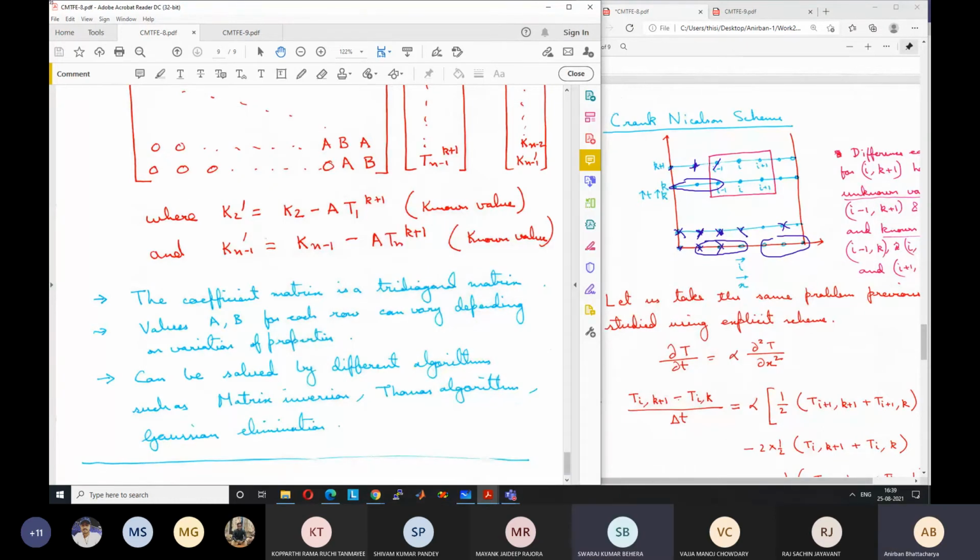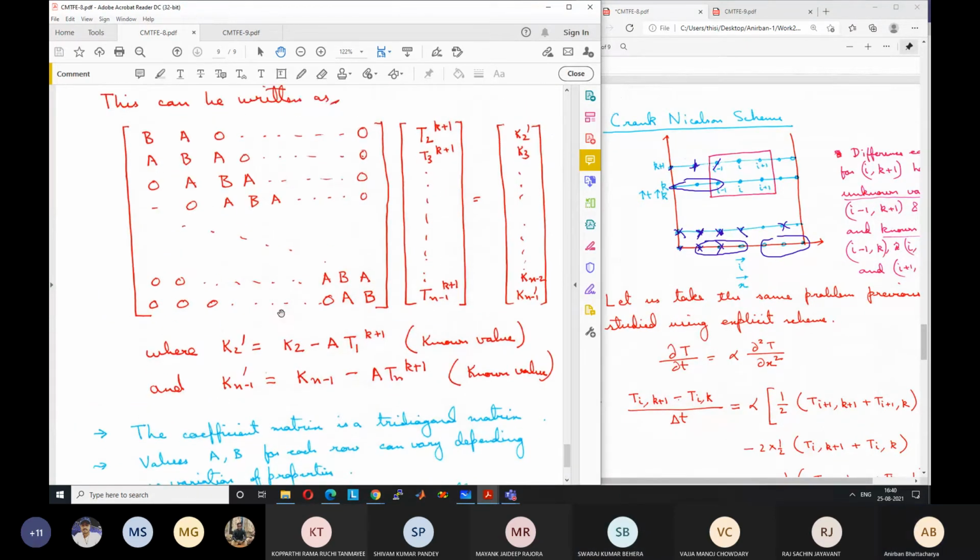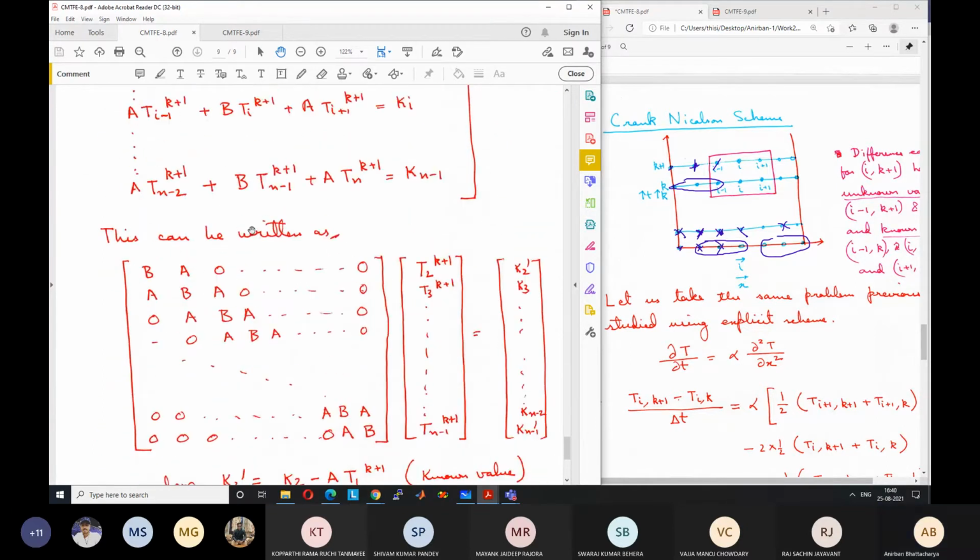We'll continue. You should be able to do the same type of formulation, or derive this same type of set of equations, for the fully implicit scheme or any weighted averages also, like the generalized implicit scheme. You should be able to.